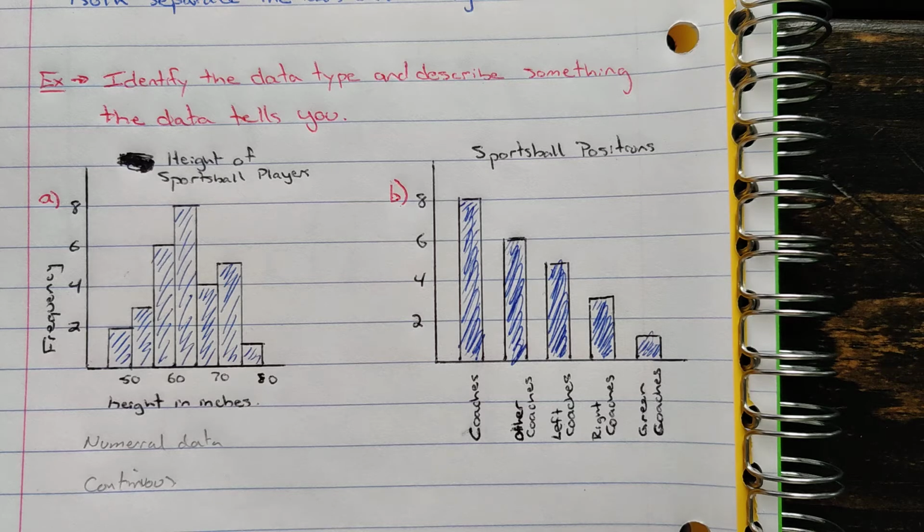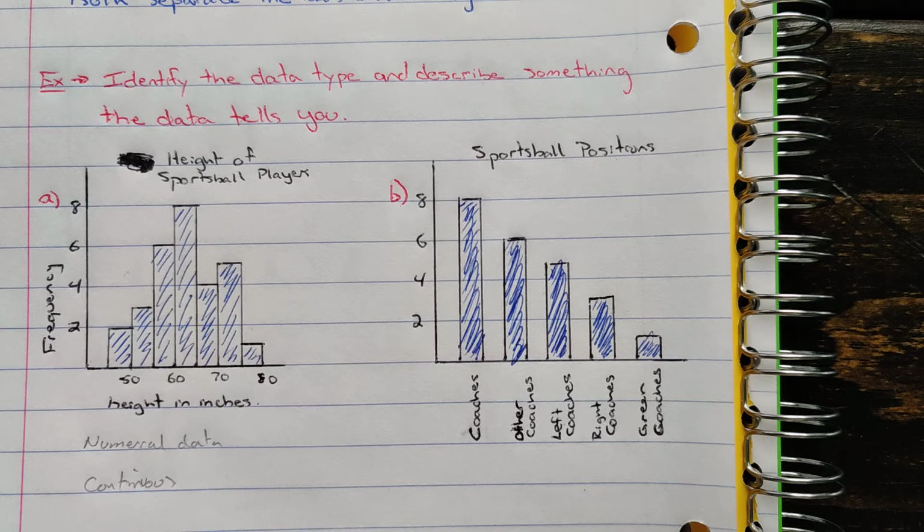Such as if we were tracking the number of siblings and the frequency of the different siblings, 1, 2, or 3, or is it a set of categories? And if you look at it, we have coaches, other coaches. These are actually categories versus a number of values. So this is now moving to categorical data.